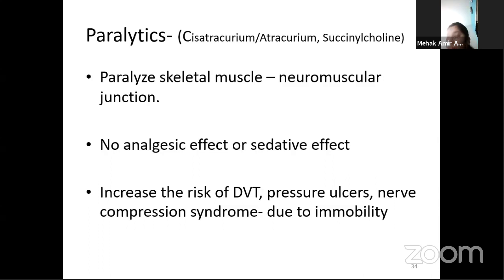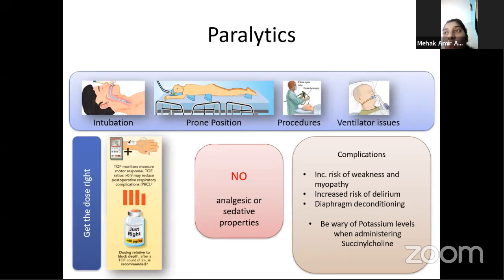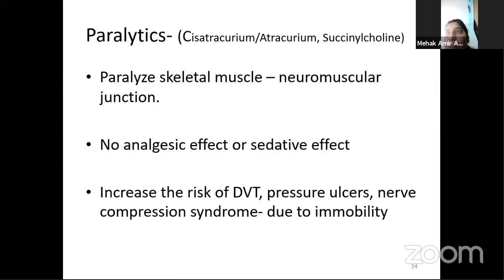Paralytics paralyze the skeletal muscles and block the neuromuscular junction. So it helps to completely block the skeletal muscles. But whenever you are giving paralytic agents to the patient, like Preceptor or Epinephrine, the patient needs to be completely sedated. Because when the patient is not sedated and you are giving paralytics, now imagine what is going to happen. So the patient needs to be completely sedated. Sedation should be monitored when you are giving paralytics.